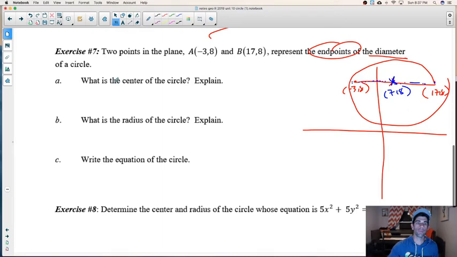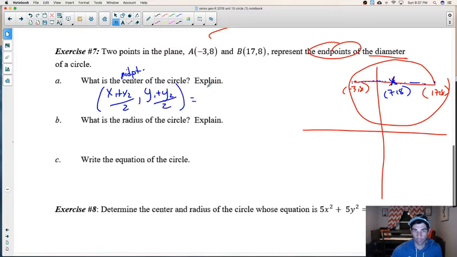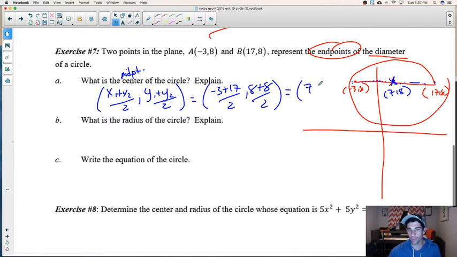Oh, there you go. Well, what happens if it's not? Well, you can find the center. The center is the midpoint. Now, the midpoint formula is always x1 plus x2 divided by 2, y1 plus y2 divided by 2. Negative 3 plus 17 divided by 2, 8 plus 8 divided by 2, ends up giving you the same answer, 7, 8. Formula, counting, okay?